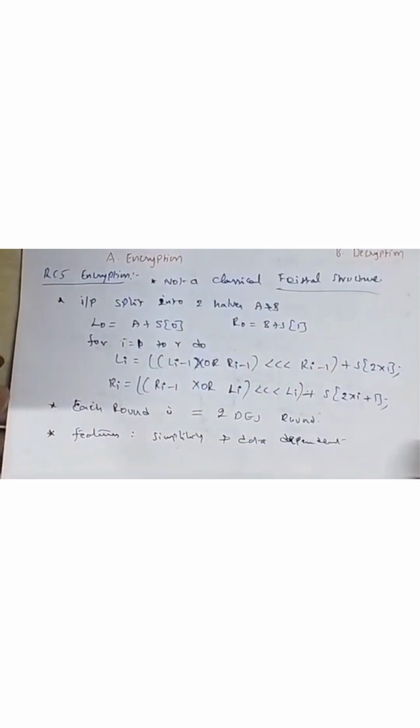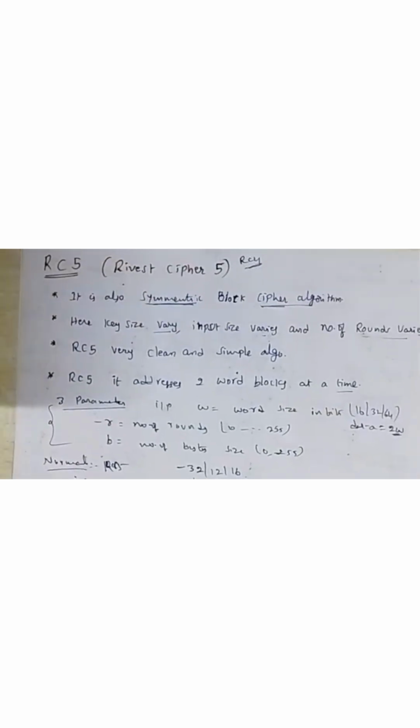Okay, this is about the RC5 algorithm. If you have any doubts, please ask me in the comment section. This is the encryption diagram and this is the decryption diagram for the RC5 algorithm. RC5 stands for Rivest Cipher 5. It was developed by Ronald Rivest.